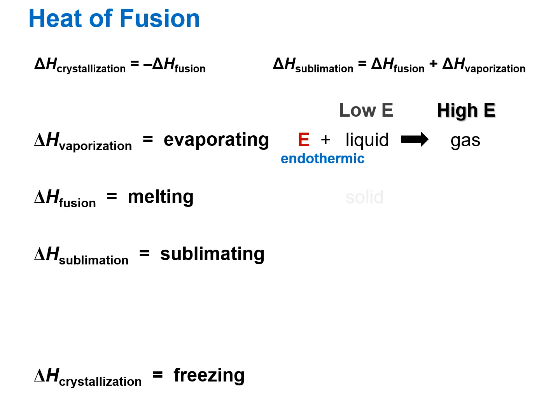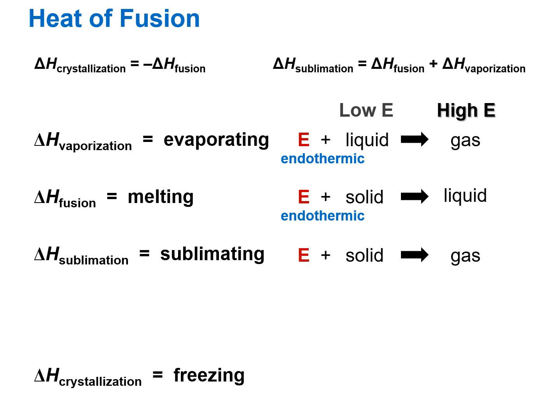Now what about melting? Well, melting means we're going from a solid state, which is a very low energy state, to a relatively higher energy state, which is liquid. And in order for that to happen, we also have to put energy into this system, which means that this system is also endothermic. So it should hopefully make sense at this point that evaporating and melting are going to be endothermic reactions. Now what about sublimating? Well, sublimating is when we go from a solid to a much higher energy state called a gas. So yeah, we're going to be putting some energy into this system as well, which means it is also endothermic.